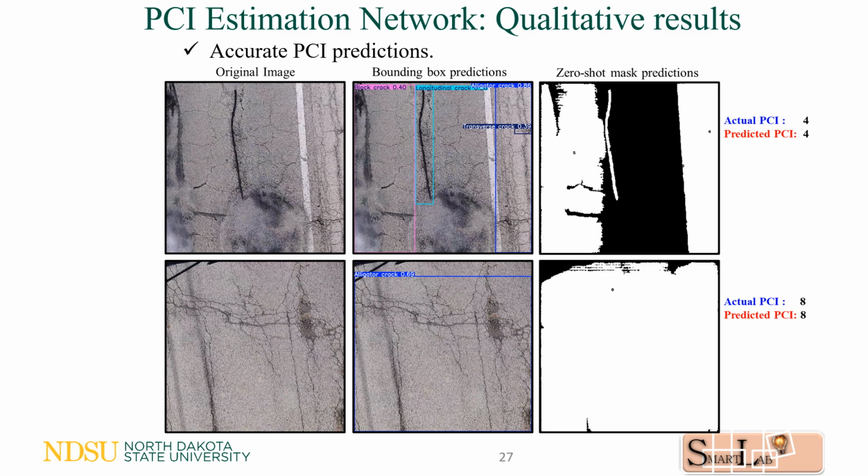For the second row, the model was also able to get the actual PCI value. The actual PCI value was 8, and the predicted PCI value was also 8. You can see for the second row, alligator crack is concentrated at most parts of the image, and the model was able to focus on that part and use it to predict the PCI.